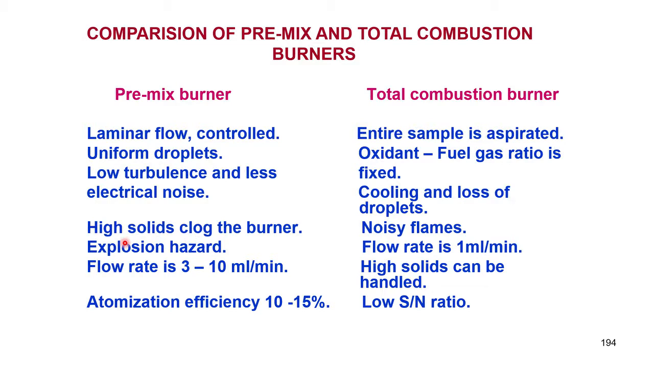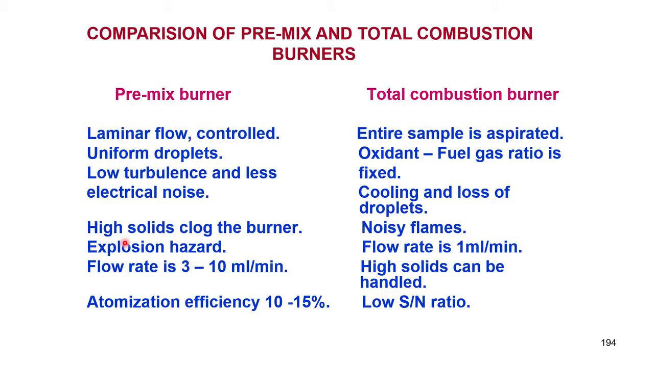And the flow rate for the premix burner is also fixed, 3 to 10 milliliters per minute. And the atomization efficiency, as I have told you, because of the spoiler, is 10 to 15%. Now, look at the slide, I want to compare this with the total burner.